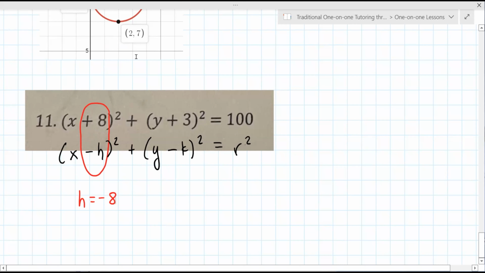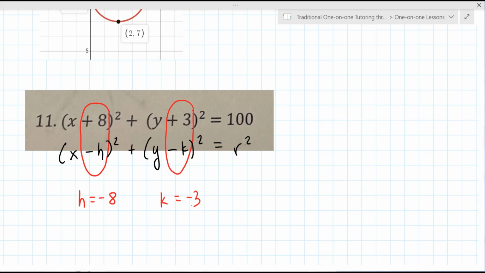Now let's look over here to the right, plus 3 and minus k. Are these the same sign or opposite in sign? They're opposite, so k is not 3, k is negative 3. It's a very important distinction. Being off by a sign is a big deal because you're in the wrong part of the graph.